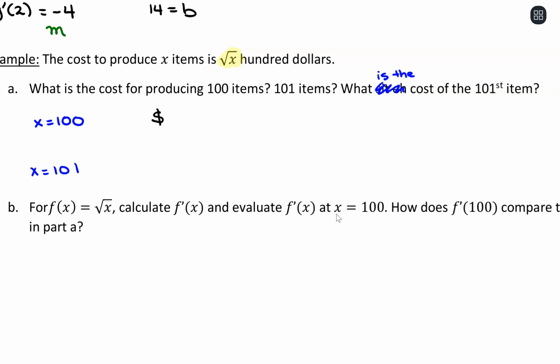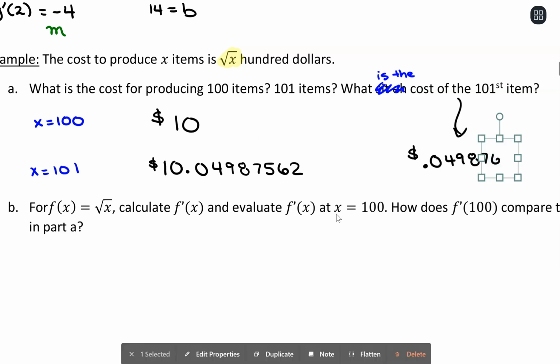So when x equals 100, the cost is square root of 100, which is 10. That's $10. When x equals 101, so we'll take the square root of 101. And I'm going to go ahead and include a lot of decimal places here, so that we get a good comparison with our next question. So the cost of the 101st item is pretty much 5 cents, but it's really 0.04987562.